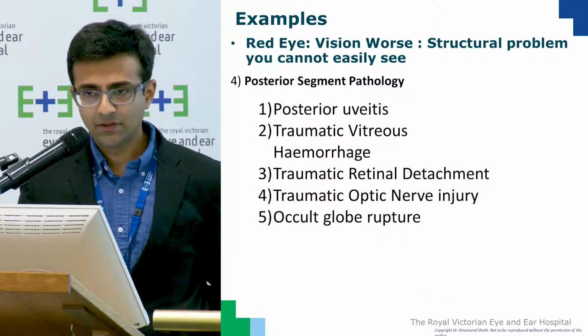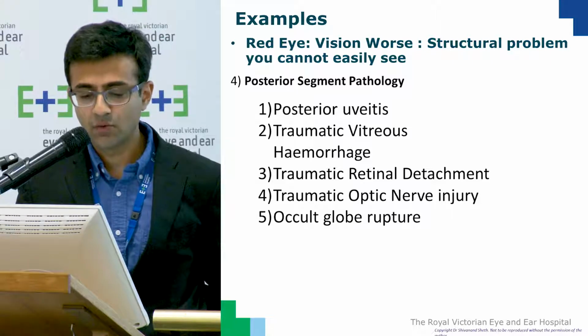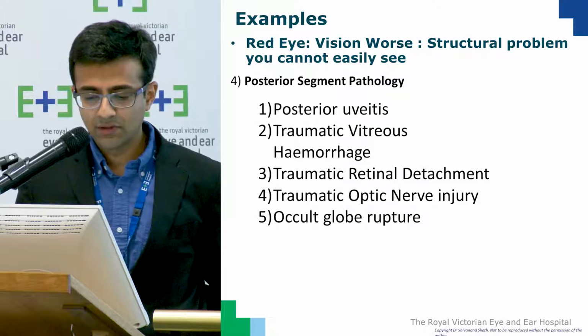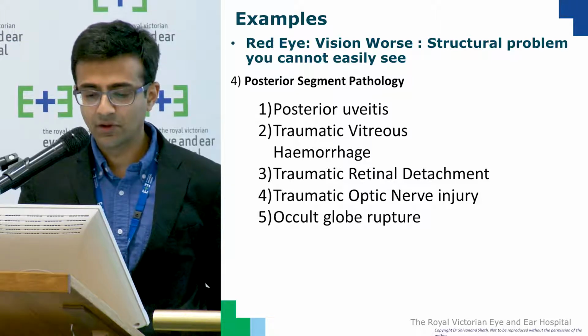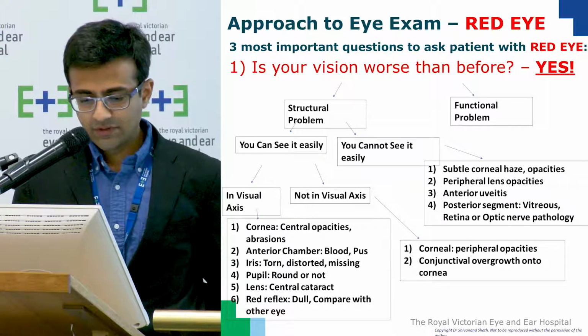And posterior segment pathology can cause a red eye with a structural problem that you can't see, but you don't need to worry about them, because if you're suspecting a posterior segment pathology, you'll be referring them to an ophthalmologist anyways. So that's the list of structural problems.